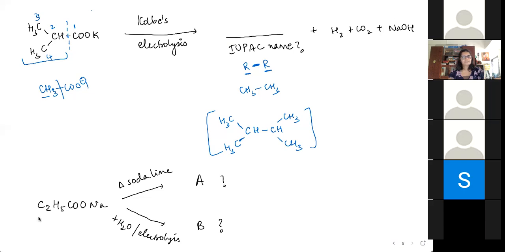So this particular carboxylate salt, I heated some of it with soda lime and I got A. But if I electrolyzed its solution, I got product B. So identify what A would be and what B would be.